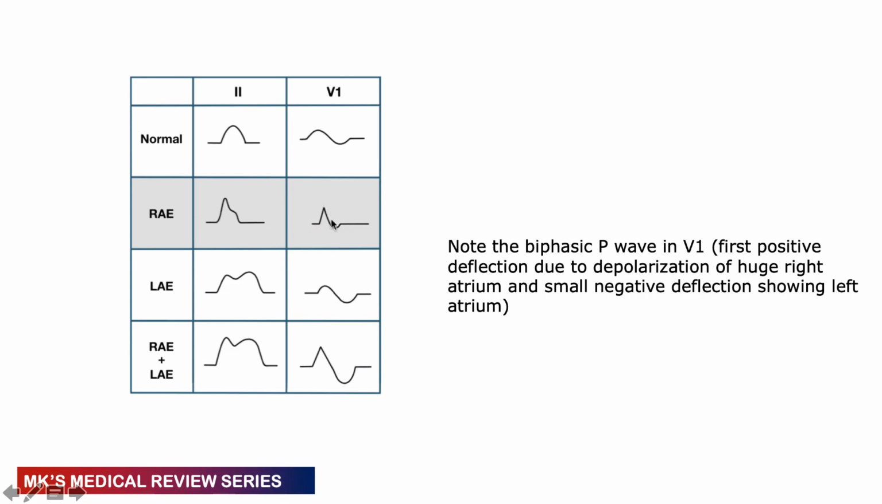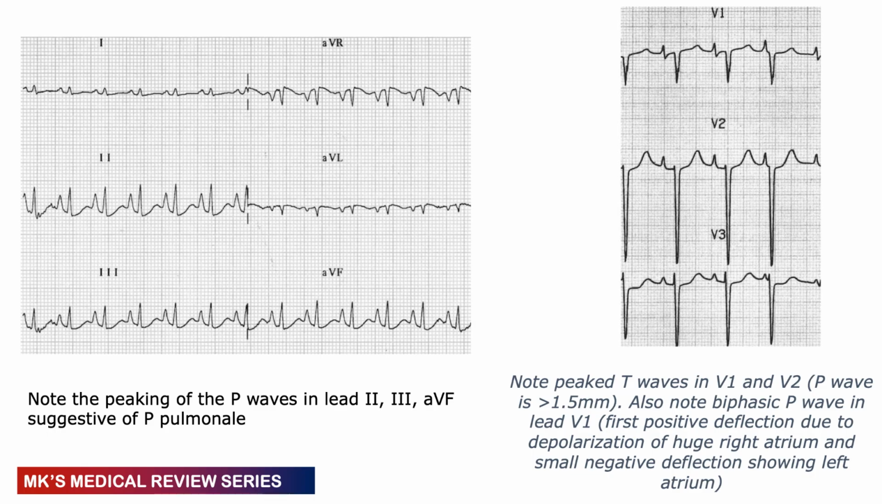As you can see here, it's a very sharp and peaked P wave, the initial P wave in our biphasic P wave in V1, and of course we have this last part which is normal because the left atrium is normal. So that's what we see in right atrial enlargement.